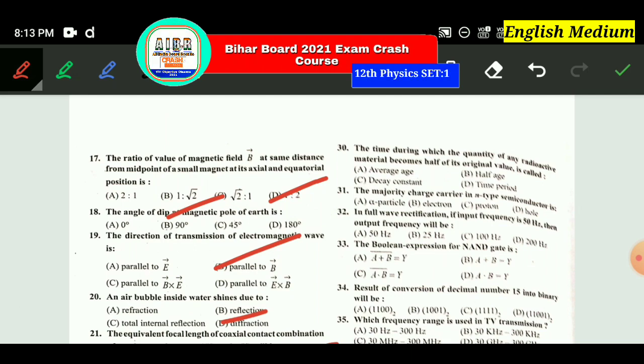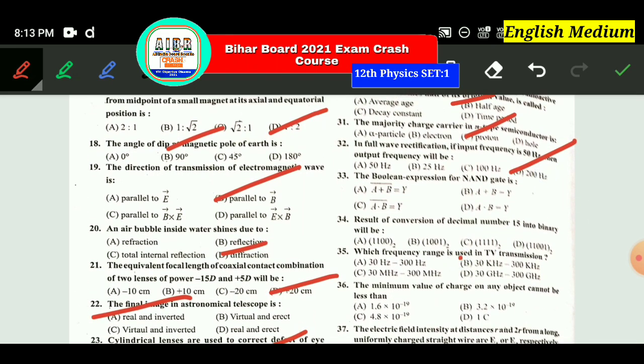The time during which the quantity of any radioactive material becomes half of its original value is called half life. The answer is B. The majority charge carrier in a p-type semiconductor is, answer is proton. Answer is C. In full wave rectification, if input frequency is 50 Hz, then output frequency will be 200 Hz. The answer is D.